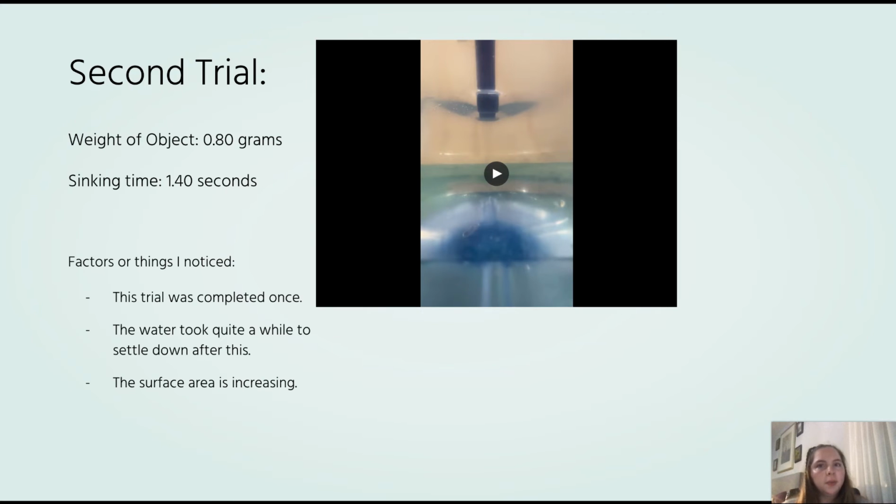I figured that this might have been because the surface area was increasing, so therefore it was creating more ripples in the water. And that's something quite interesting to me because I actually thought that there wouldn't be as many ripples and the water would just be kind of constant. And because of these ripples, the surface area is increasing as well as the mass.